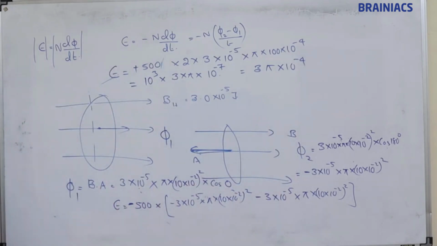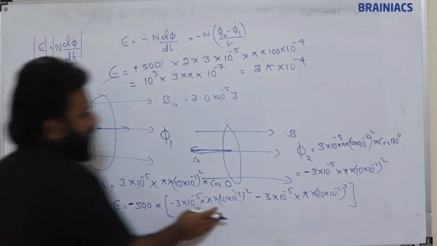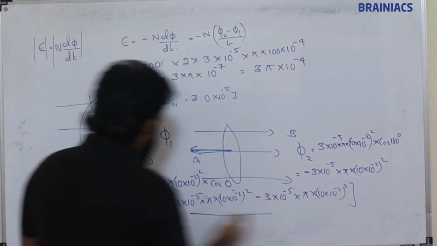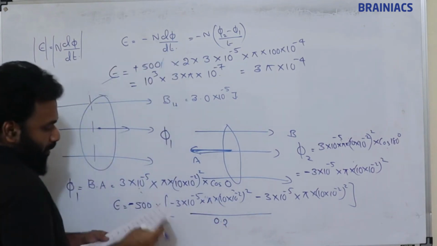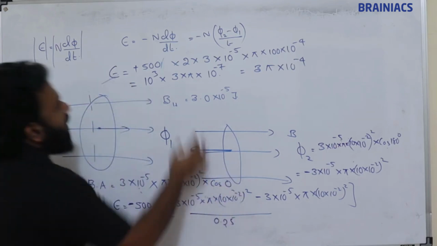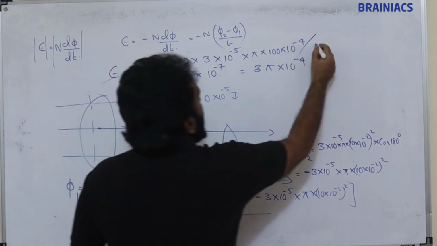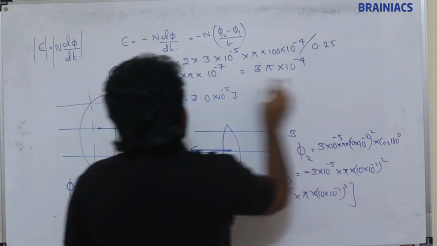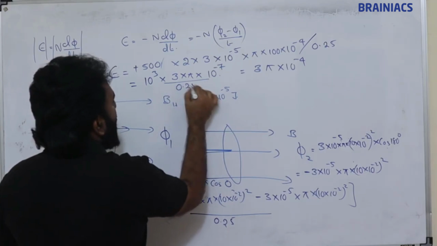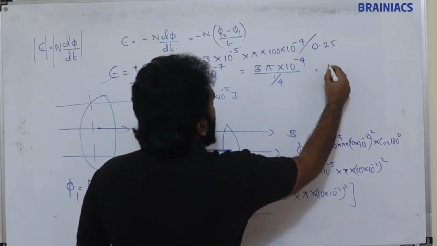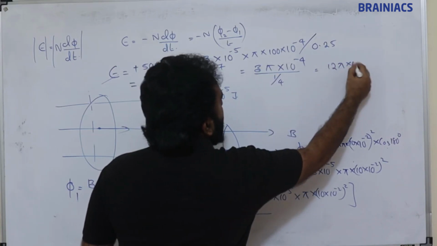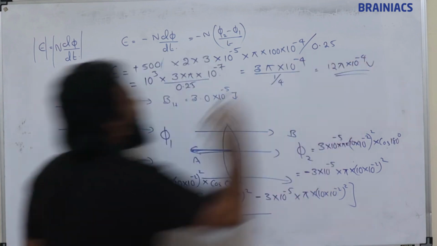Correct? So what about the option 3 pi into 10 raised to minus 4? One data we have forgotten here, that E is equal to d phi by dt, so we didn't put the time. It is 0.25 seconds, so we divide by 0.25, which becomes 1 by 4. So finally the answer will become 12 pi into 10 raised to minus 4 volt. This is the induced EMF.